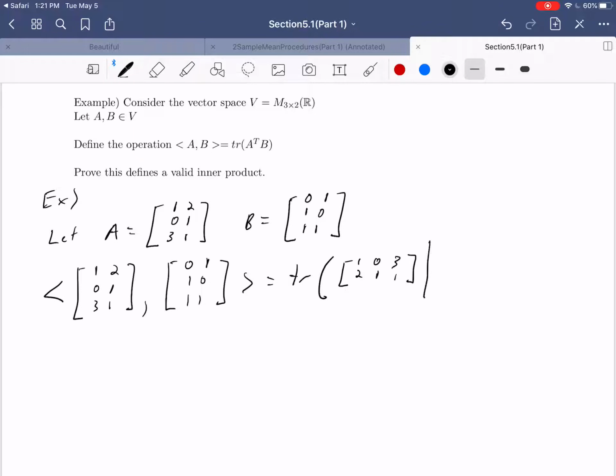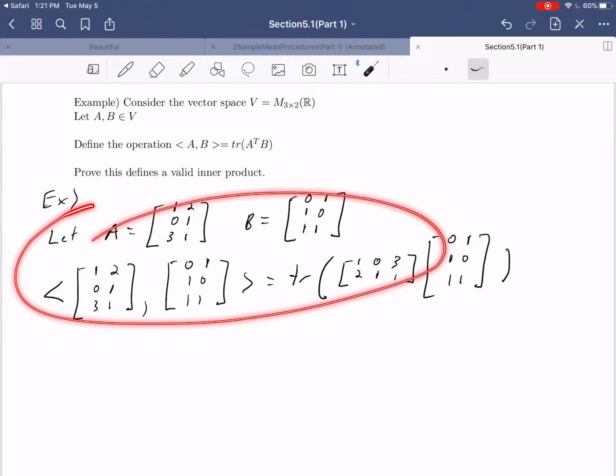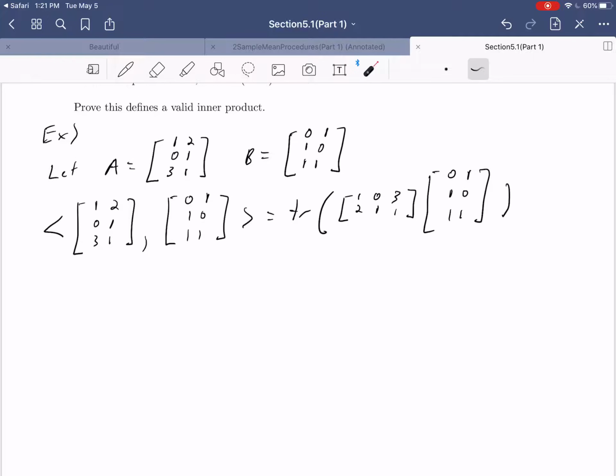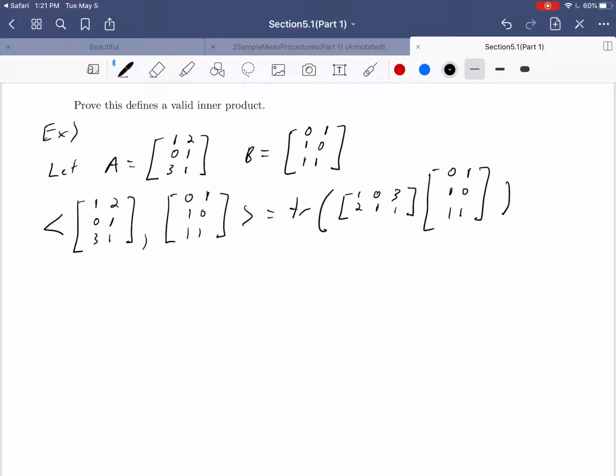And then we'd be multiplying by 0, 1, 1, 0, 1, 1. And again, we're just doing this little example here to make sure we understand this operation before we try to prove some things about it. Not necessary, but maybe a good habit. So then this would be the trace. Let's go ahead and actually do this.